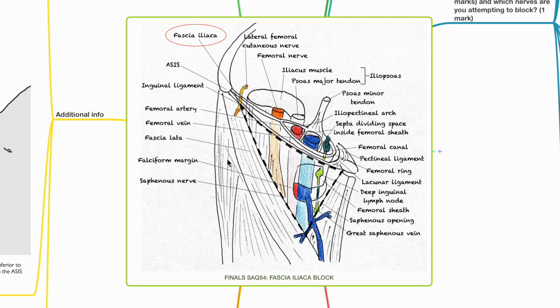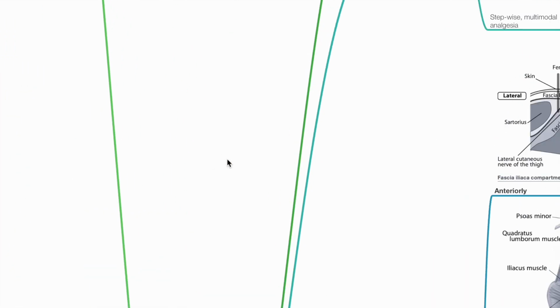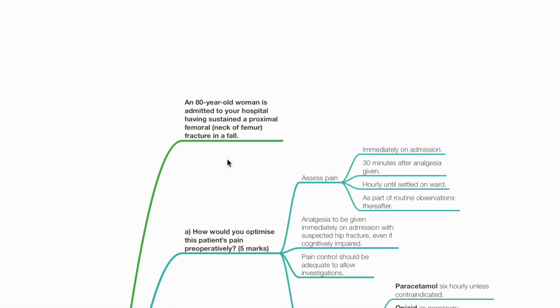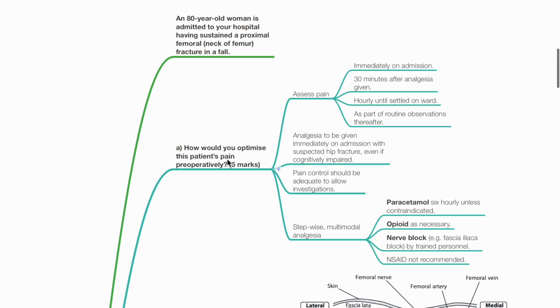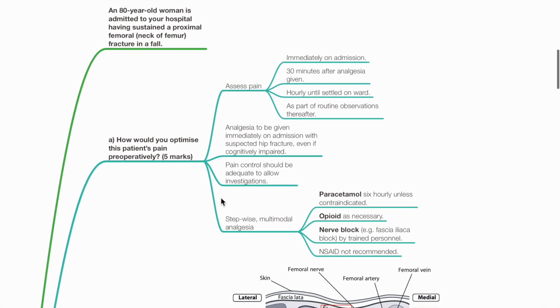Finals SAQ54 Fascia Iliaca block. An 80-year-old woman is admitted to your hospital having sustained a proximal femoral fracture in a fall. A. How would you optimize this patient's pain preoperatively?